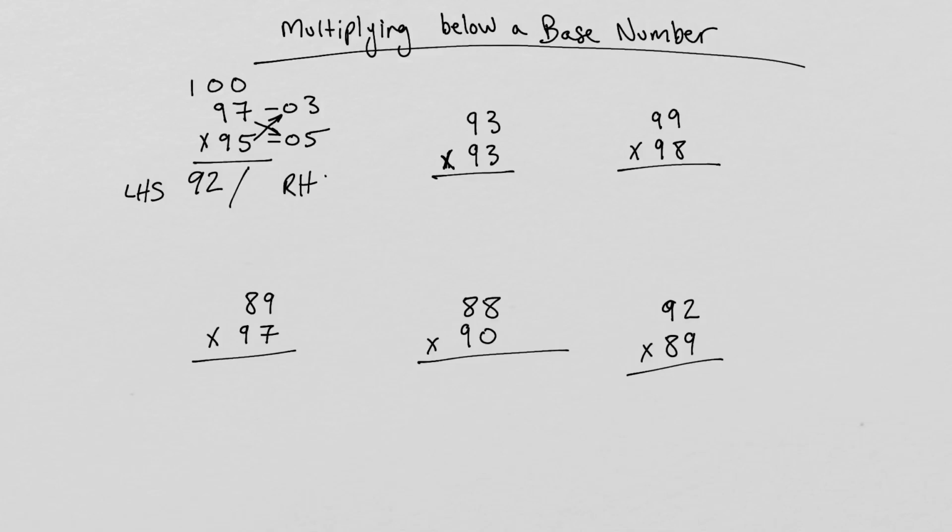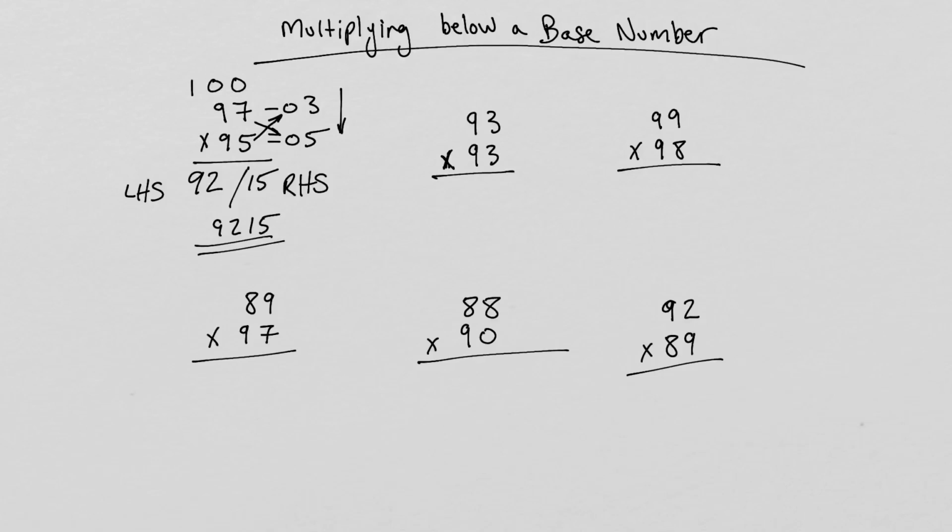For our right-hand side, we're simply going to multiply the differences together. So negative 3 times negative 5 gives us positive 15. Our answer, 9,215.